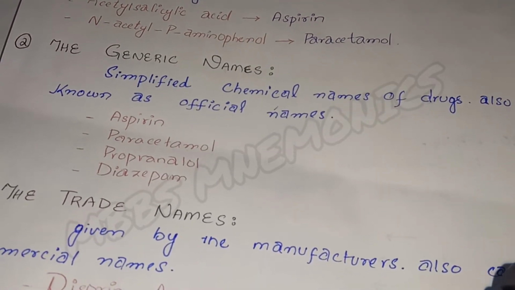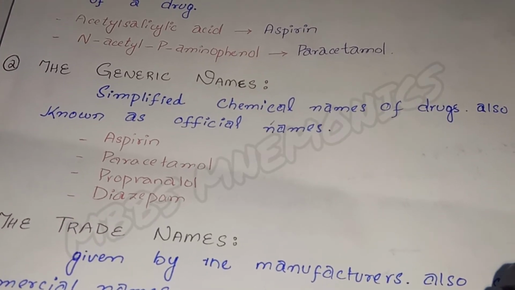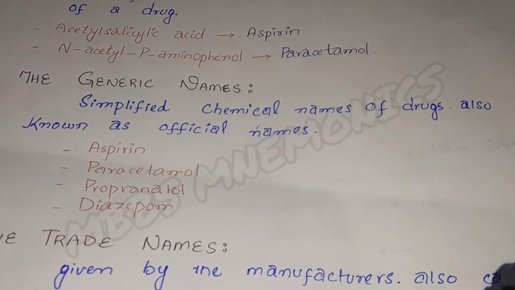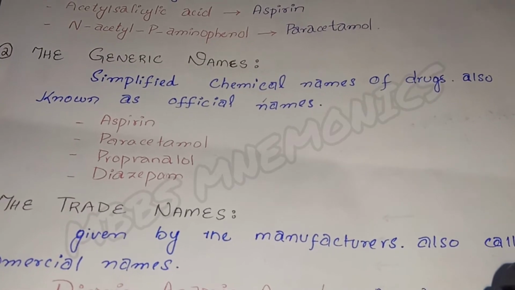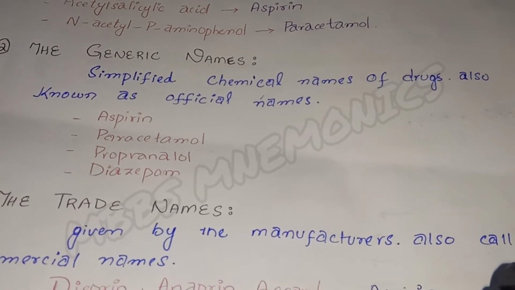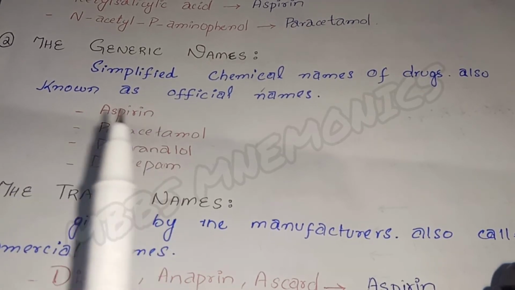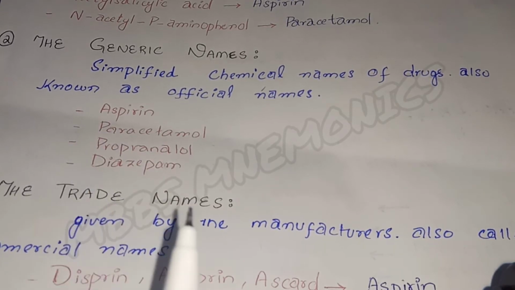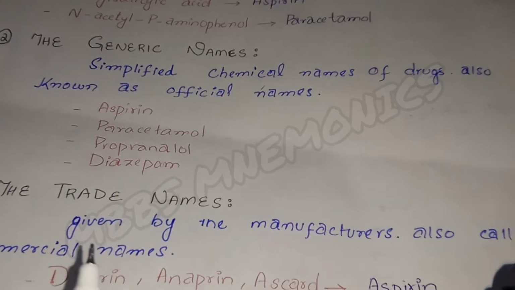The uses of these drugs and mechanisms of action, their properties, their side effects, contraindications, everything, will be learned by you in special pharmacology. Here you need to know only the generic names of different drugs. So these are the important drugs: aspirin, paracetamol, propranolol, and diazepam. These are generic names.